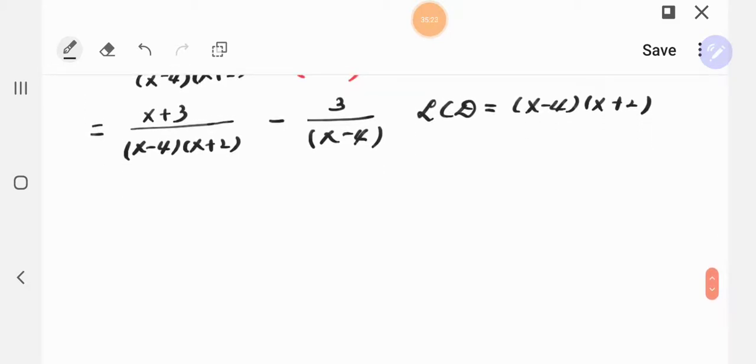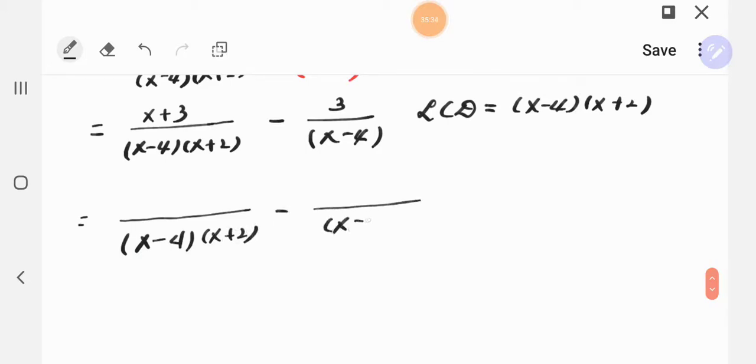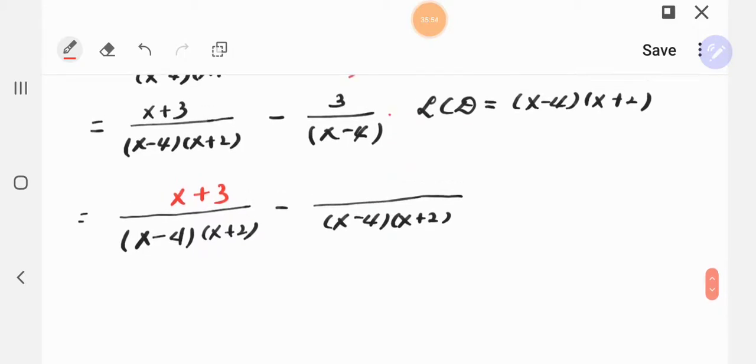So let's rewrite it. Rewrite the equation. So the denominator will be the LCD, x minus 4, x plus 2. And let's update the numerator. Okay, the first fraction has the same LCD, so there is no change in the numerator. How about the second part? The second fraction has x minus 4, and x plus 2 is missing. So multiply the numerator by x plus 2. So the numerator is 3 times x plus 2.